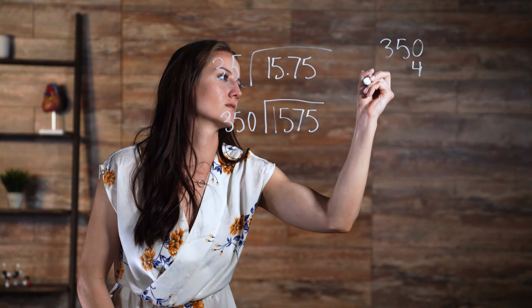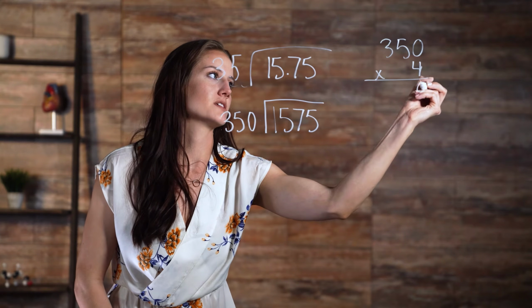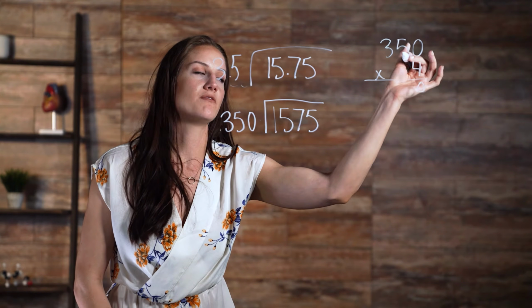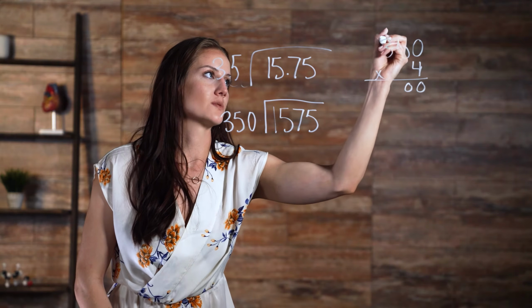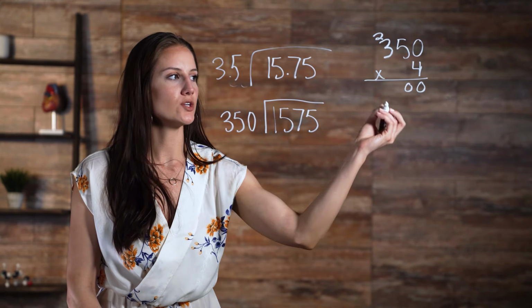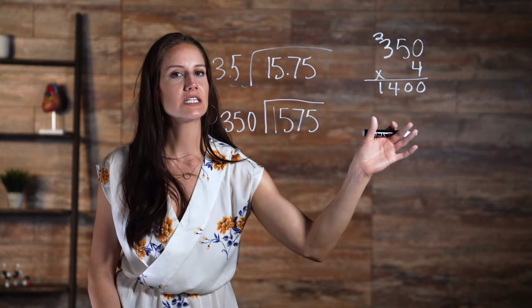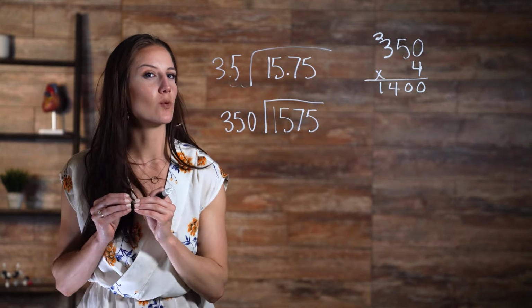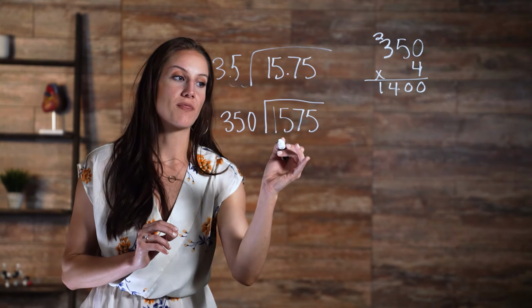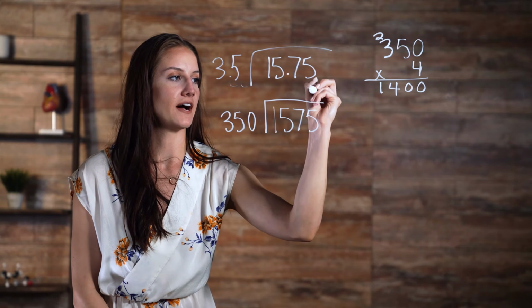times 4. So when we multiply 4 times 0, we get 0. Now we multiply 4 times 5 to get 20. So we carry the 2. 4 times 3 is 12, and then we add the 2, which gives us 14. So then we have 1400, which is the best fit we're going to get into 1575. So now we write 4 above our 5.